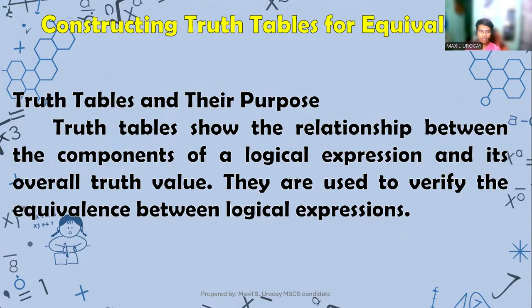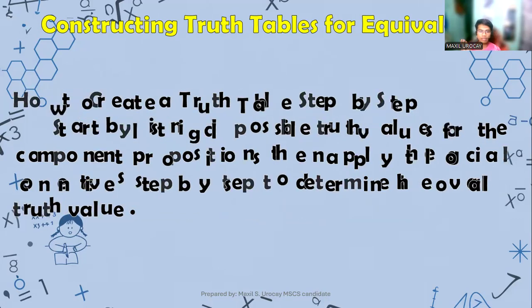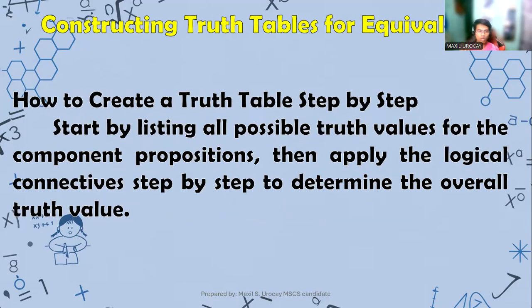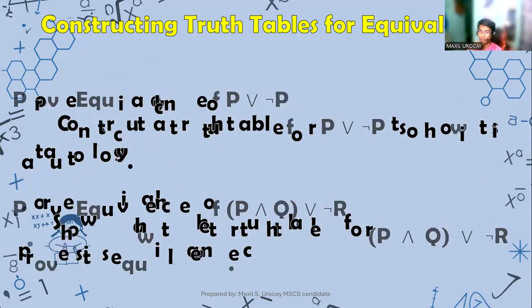I know that is actually overwhelming, but of course that is really so simple. So, constructing truth tables for equivalences: truth tables show the relationship between the components of a logical expression and its overall truth value. They are used to verify the equivalence between logical expressions. How to create a truth table step by step? Start by listing the possible truth value combinations of the component propositions, and apply the logical connectives step by step to determine the overall truth value. If you really know the rules or laws, class, you will definitely understand that the process is really so simple.